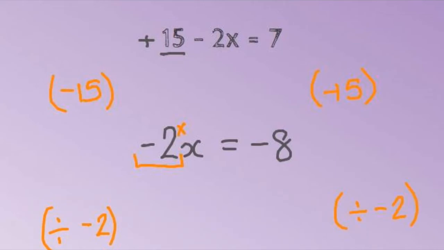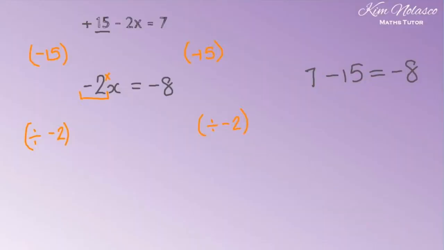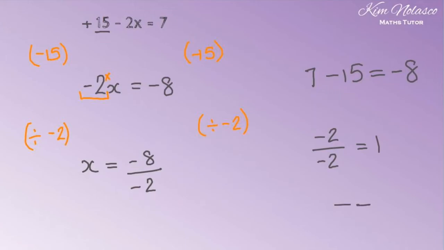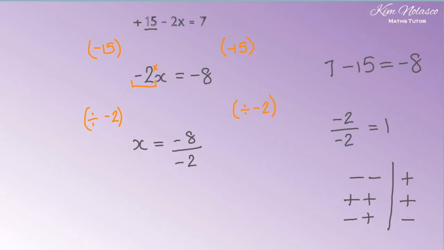When we're dividing by negative 2, minus 2 divided by minus 2 is equal to 1. So on this side, we have x, 1x, equals minus 8 divided by minus 2. If the signs are the same, so if we get two negatives, that changes to a positive. If we have two positive numbers, our answer is positive. If the signs are different, then our answer will be negative.